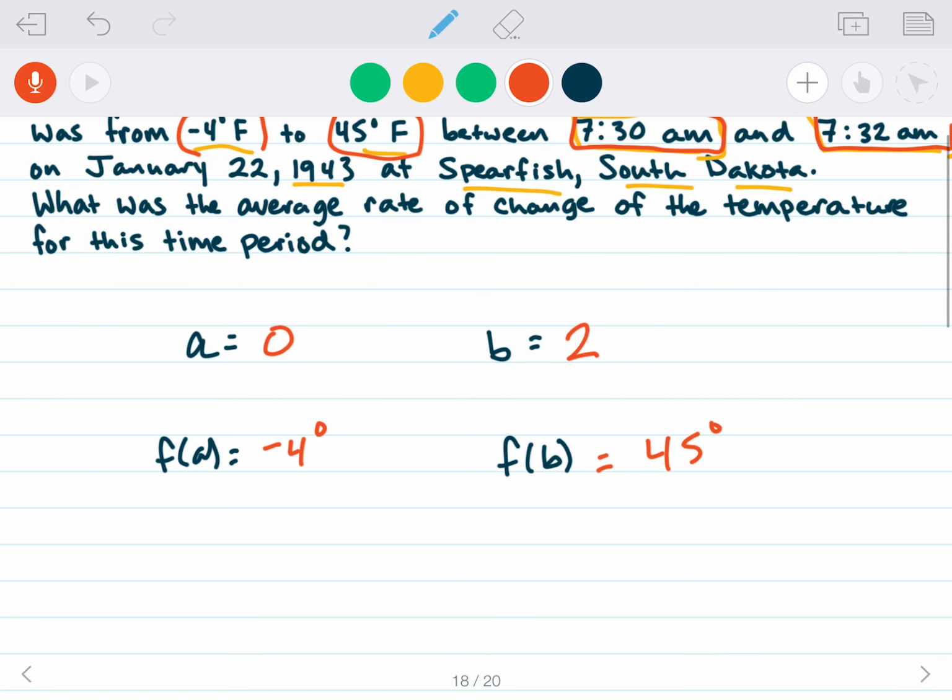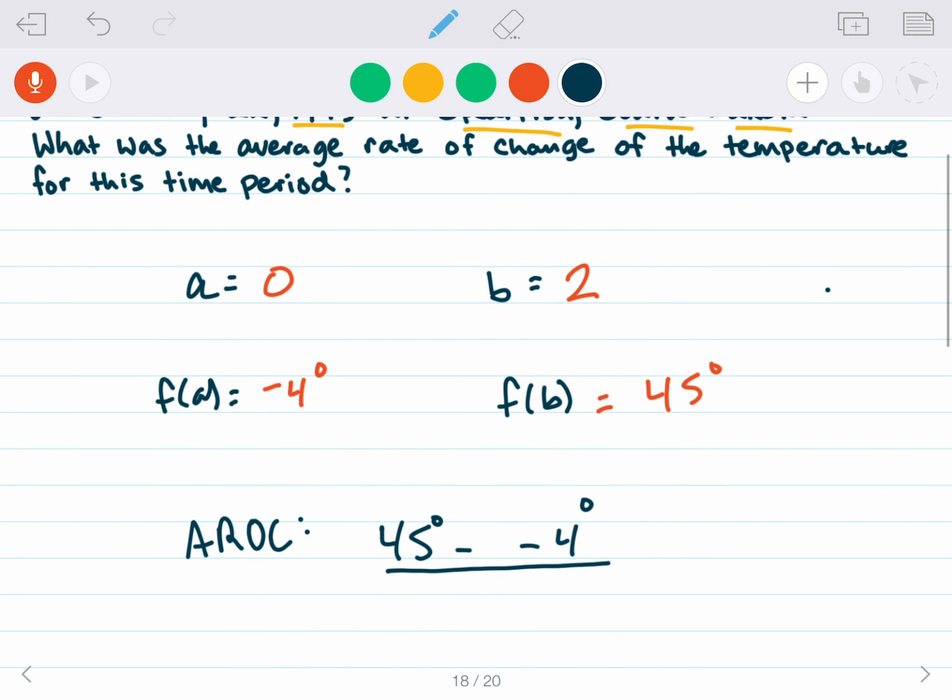All right, so now we can find the average rate of change. So average rate of change, we have f of b, so 45 degrees minus -4 degrees over b minus a. All right. So on top, these double negatives make a positive, so that becomes 45 plus 4, which is 49 degrees. And on bottom, 2 minus 0 is 2. Again, our units for the bottom is in minutes.